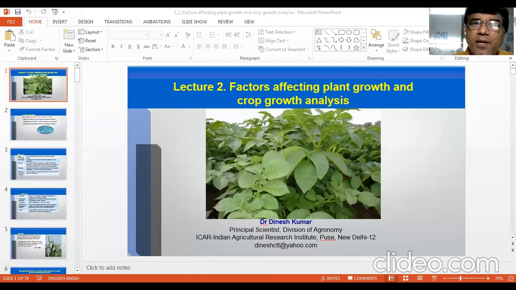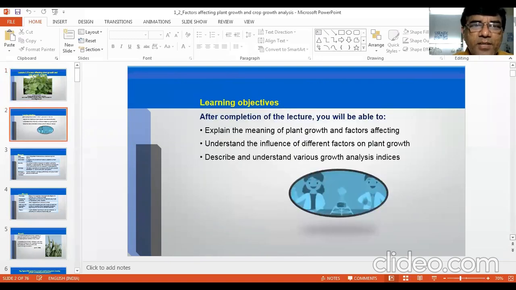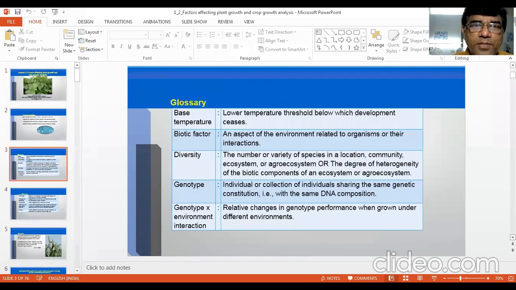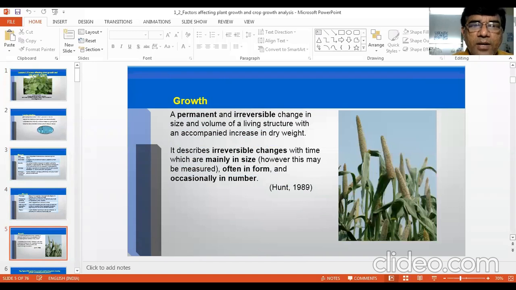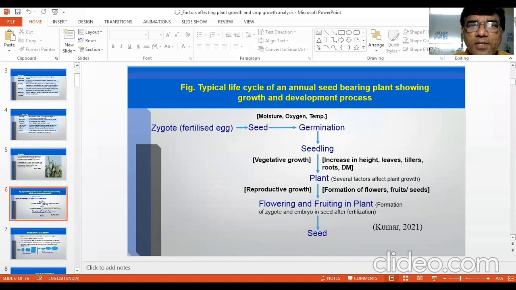We continue with the second part of this lecture, factors affecting plant growth and growth analysis. Yesterday, we saw some objectives of this lecture and some terminology in brief. And then we tried to define what is growth. And we saw a typical life cycle of an annual seed-bearing plant.